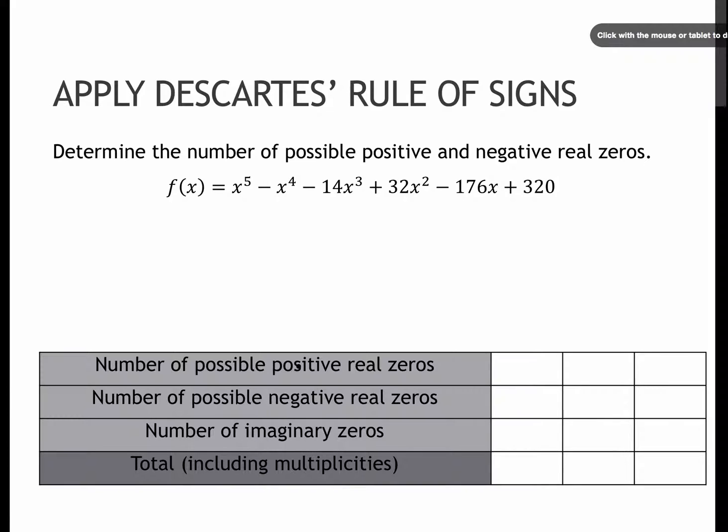So the first thing I'm going to do is look at the sign changes from x to the 5th to negative x to the 4th. That is a sign change. From negative x to the 4th to negative 14x to the 3rd, not a sign change, but this one is negative to positive, positive to negative, that's another sign change, and then negative to positive, that's another sign change. So the number of possible positive real zeros is 4.